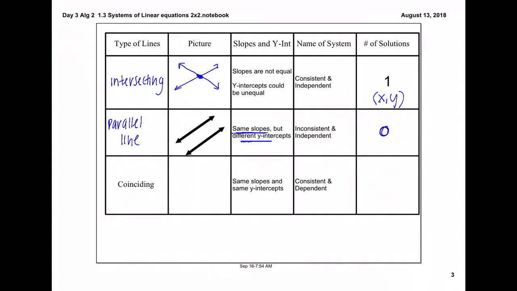The last type of lines we talk about are coinciding, and that is when we have two lines that are on top of one another. So we draw the picture like so. The slope and the y-intercept, we say they have the same slope and the same y-intercept because they are the same line. And we say, to name that system, we say it's consistent and dependent, and it has infinite number of solutions because any point on the line would be the same for both lines.